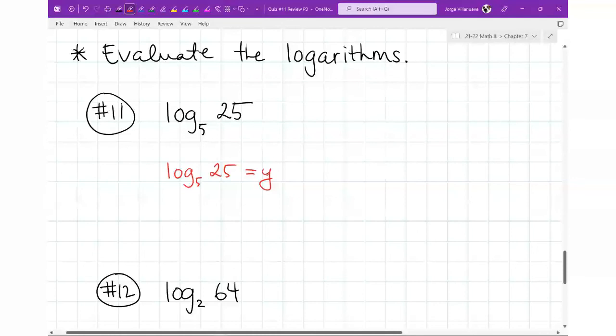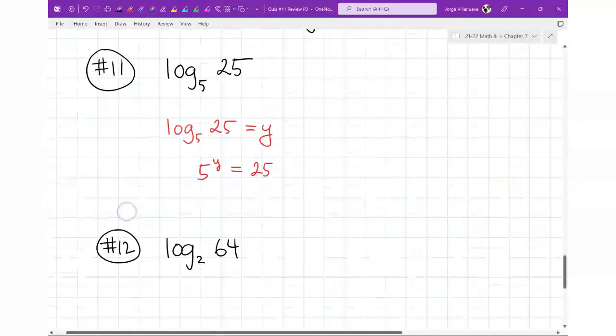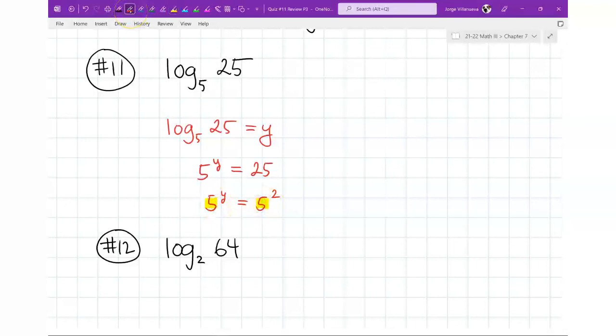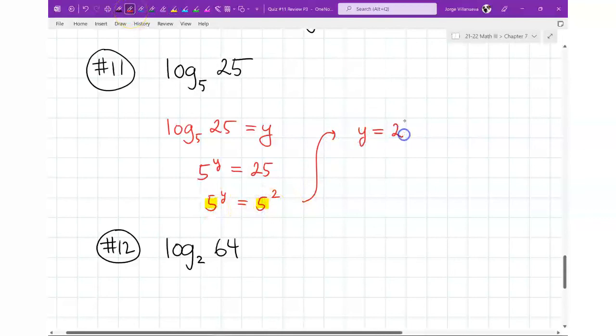And then let's rewrite them into exponentials. So my base is a 5. My power is a y. So 5 to the y is equal to 25. How can I represent 25 as a base 5? 5 squared. So 5 to the y equals 5 squared. And now since my bases match, all I got to do is set my powers equal to each other. So y equals 2.